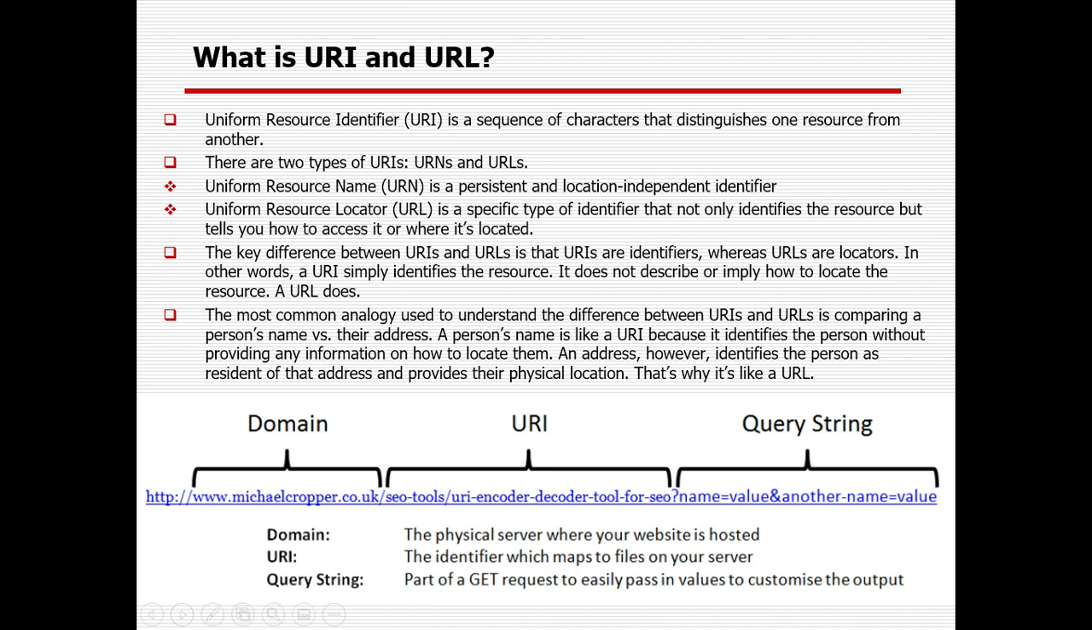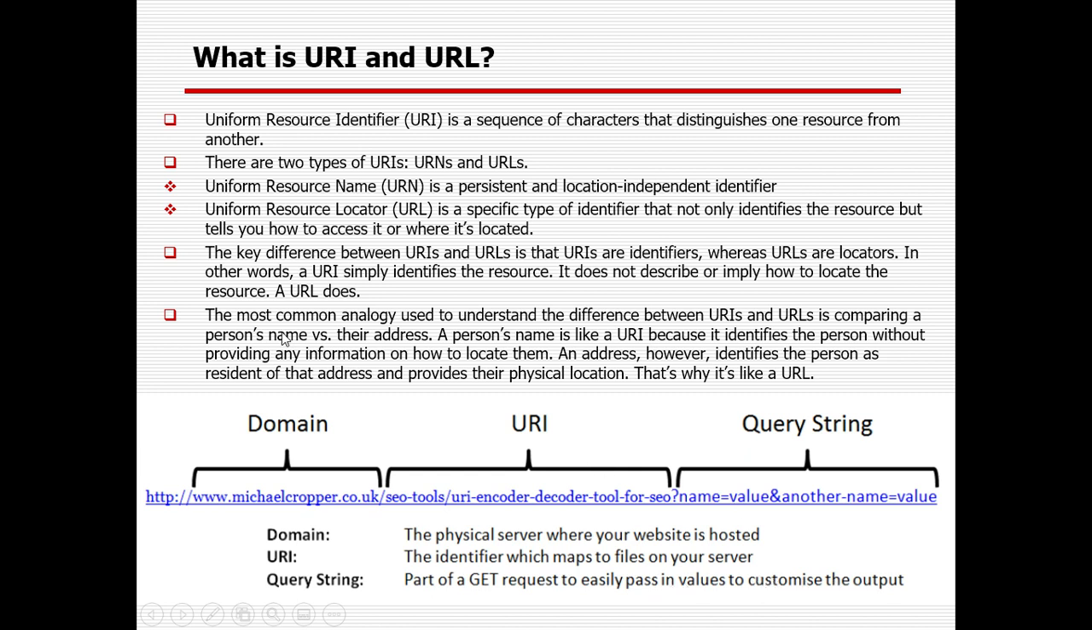So if you go to the diagram here, you could see the URL has been given, a complete thing is given, right? Out of which the first part is the domain, the second part is the URI, and the third part is the query string. The domain is nothing but the physical server where the user's website is hosted. The URI is the identifier which maps to files on the server, and the query string is part of a GET request to easily pass in values to customize the output.